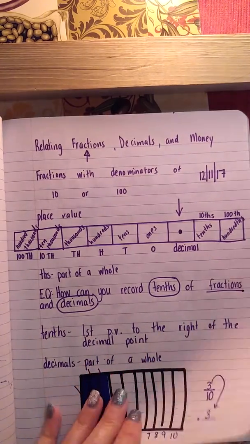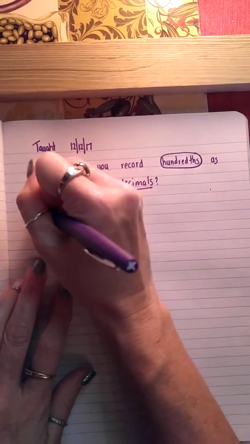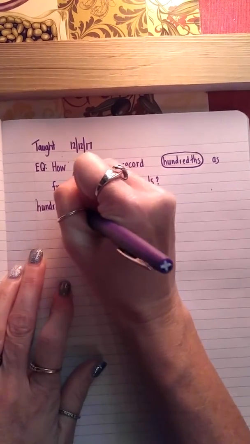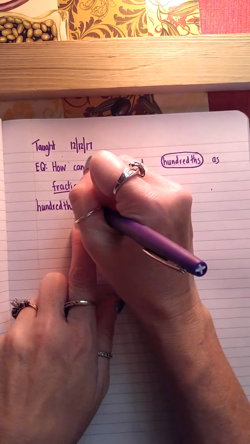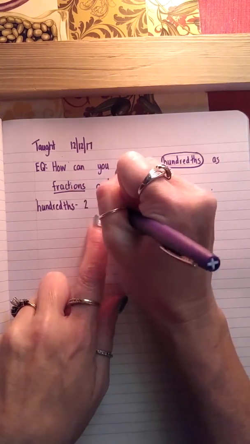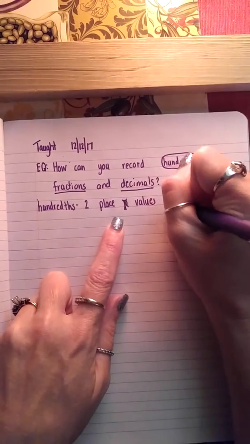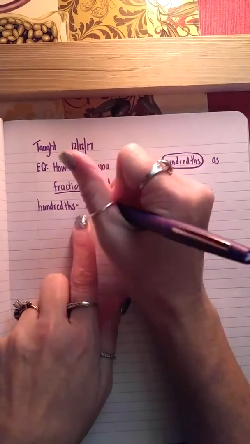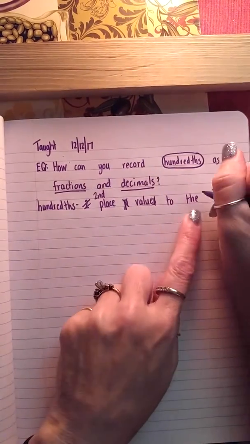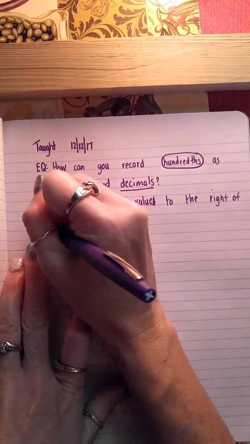So our vocabulary for hundredths, let me just put that down here because the students would have been required to write that down as well. Hundredths is the second place value to the right of the decimal. It's not two place values, I'll go ahead and write it out: the second place value to the right of the decimal.